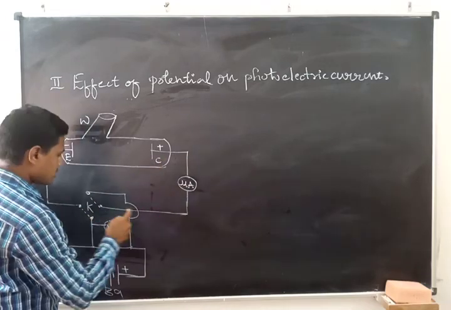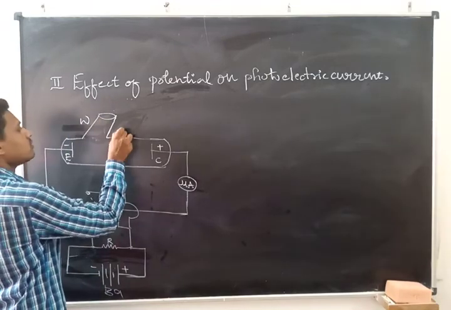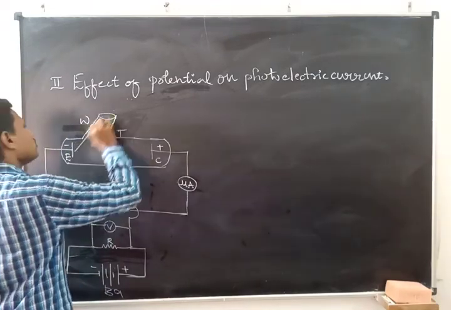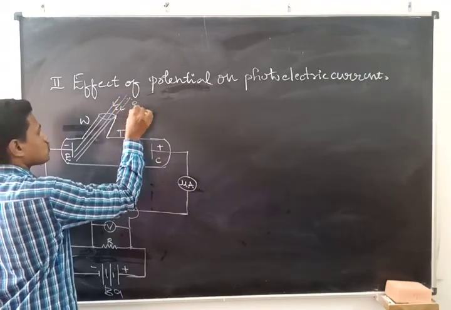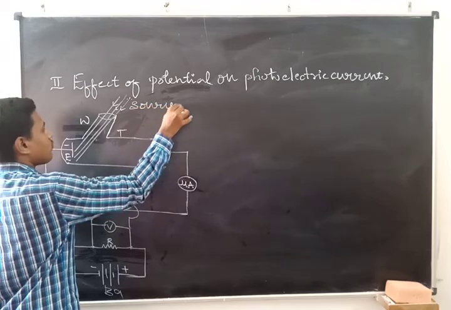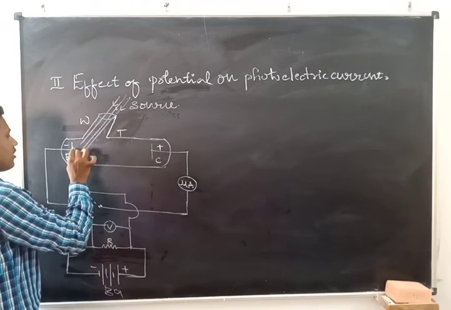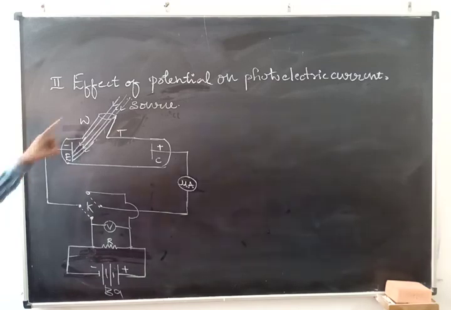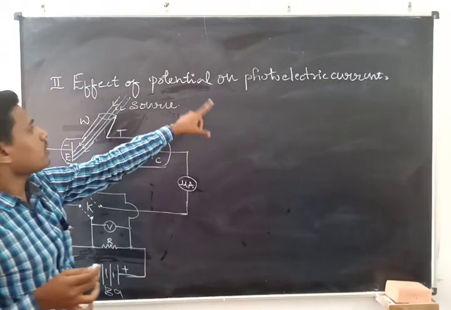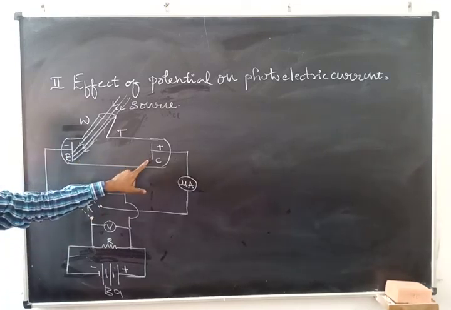The collector is connected to the positive potential, and this is a glass tube T. This window is provided in order to allow the ultraviolet radiation from the source. Here I am going to study the variation of photoelectric current with respect to potential, that is, the collector plate potential.